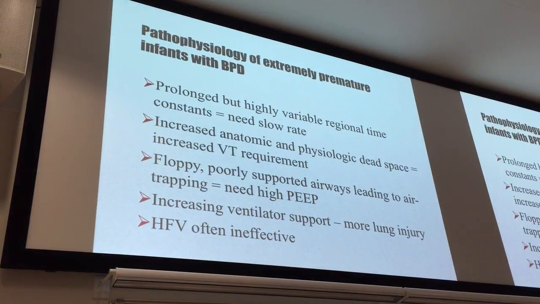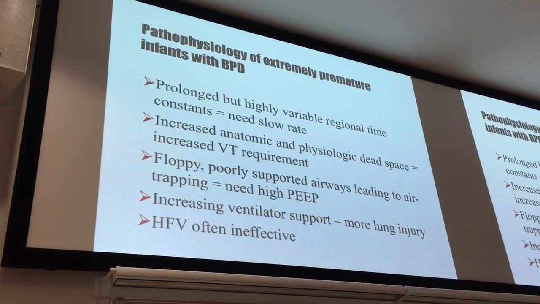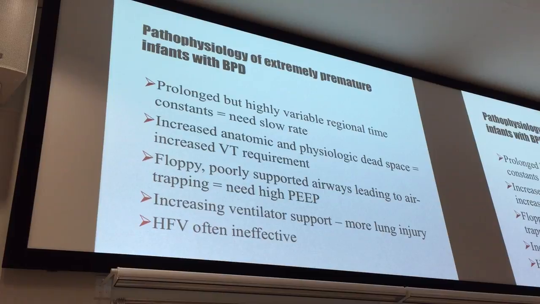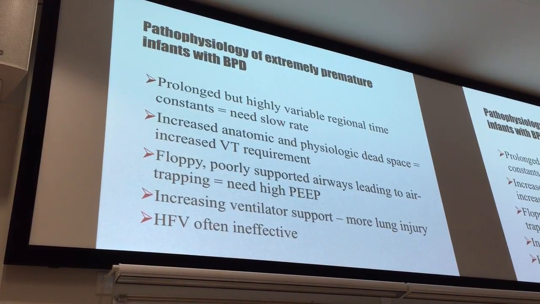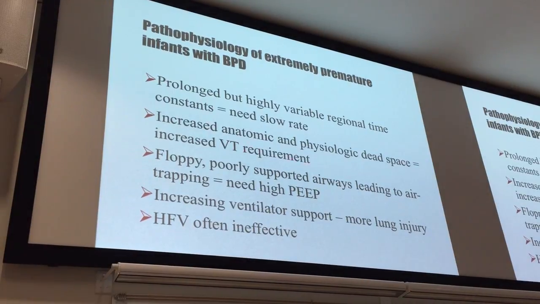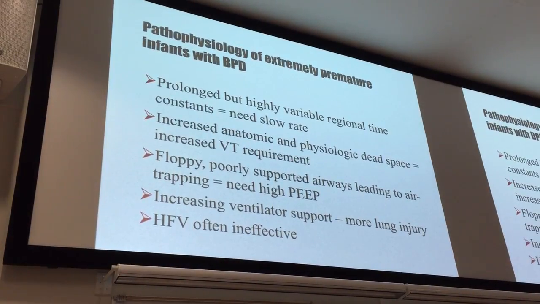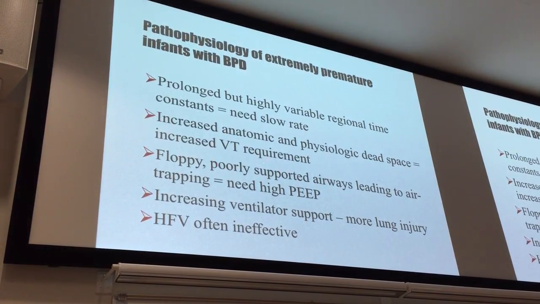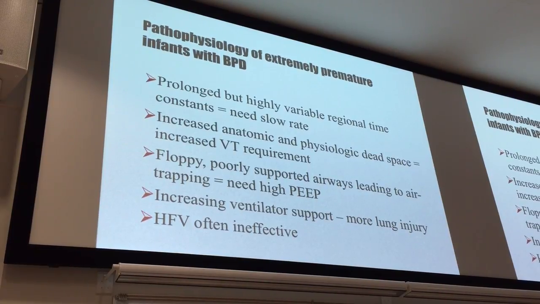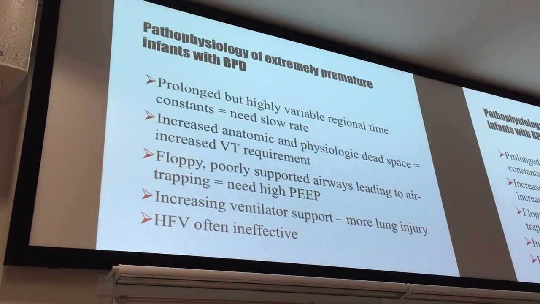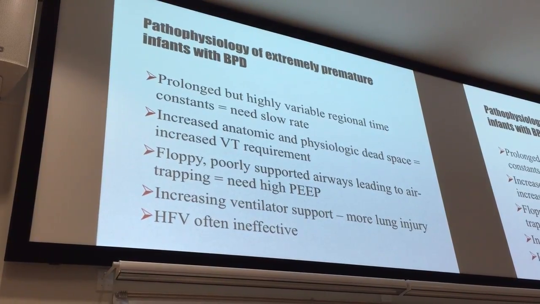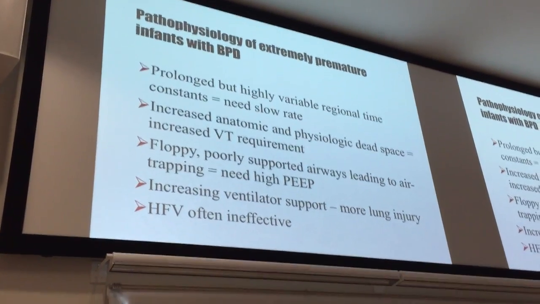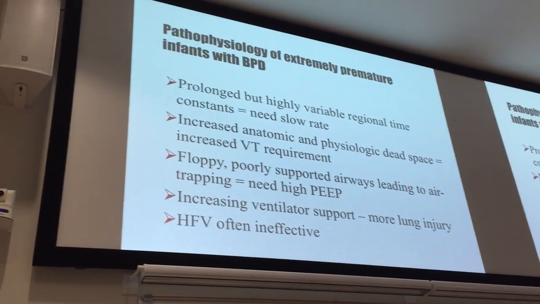So this is problematic. This is what we're dealing with. Very highly variable regional time constants. So you need a relatively slower rate. They definitely have increased anatomic and physiologic dead space. Therefore, they need a bigger tidal volume. We've looked at that, and you need quite a bit higher tidal volumes, sometimes as much as 8 or 10 per kilo.